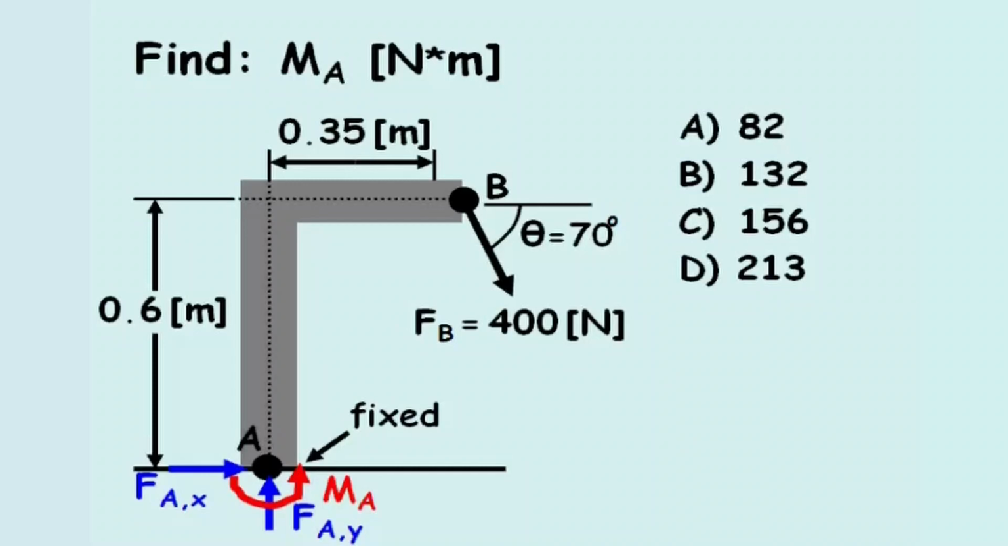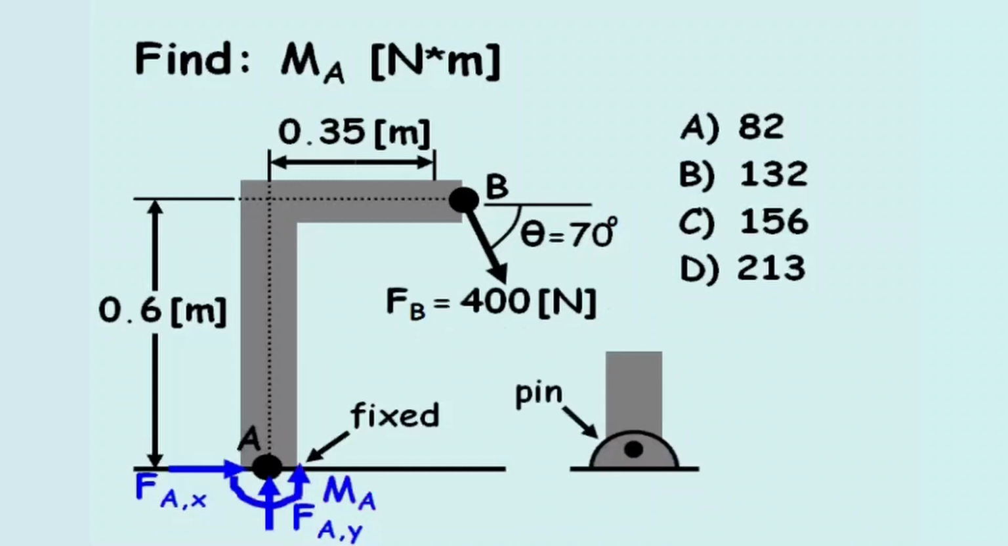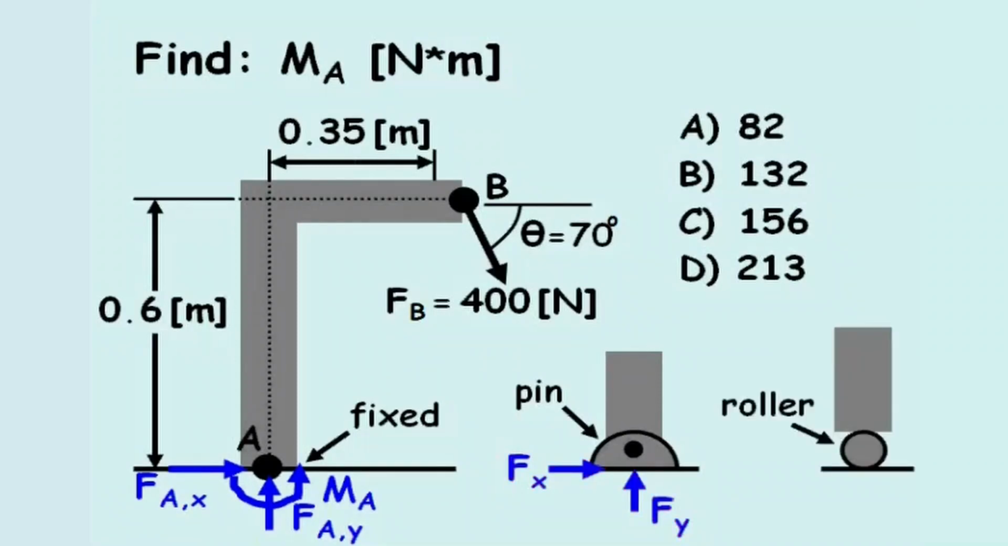Another common connection is a pin connection, which supports two reactions, a horizontal force and a vertical force. And one other common connection is a roller connection, which only supports a reaction force normal to the adjoining plane.